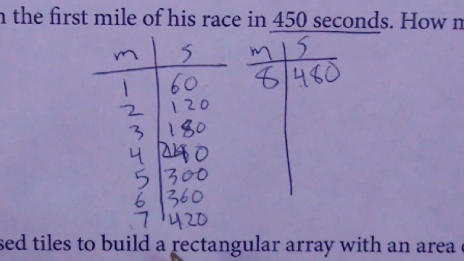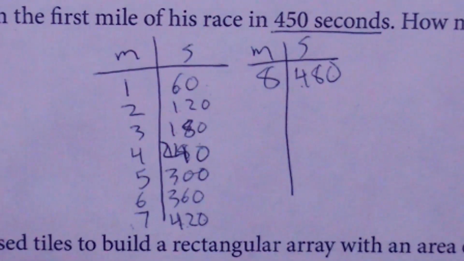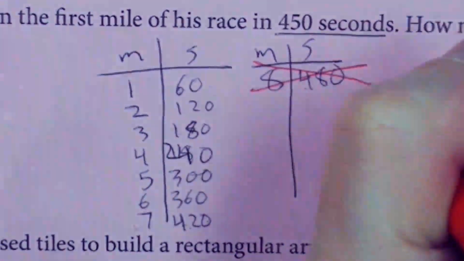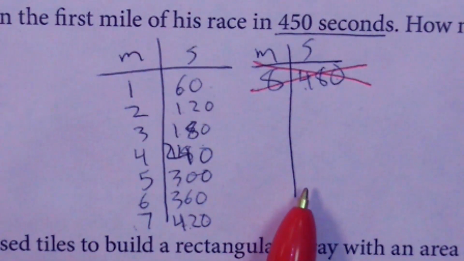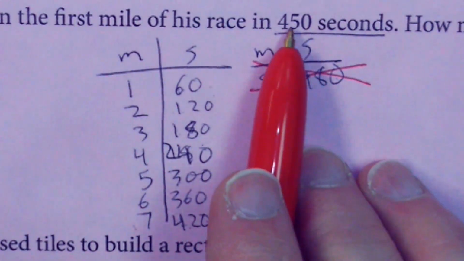450 seconds doesn't quite fit in this ratio table. I have 420. I have 480. 480 is too many. I can't say that he ran for 8 minutes, but I could say he ran for 7 minutes, and I just have to figure out what's left.